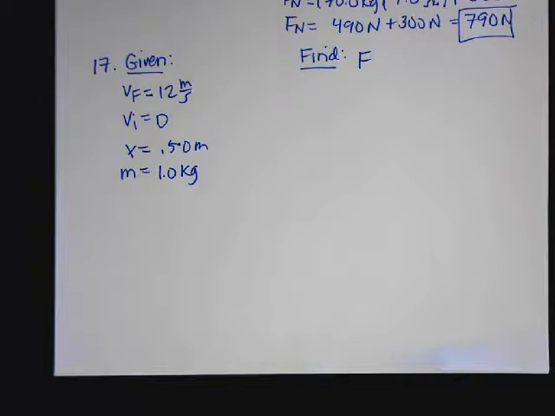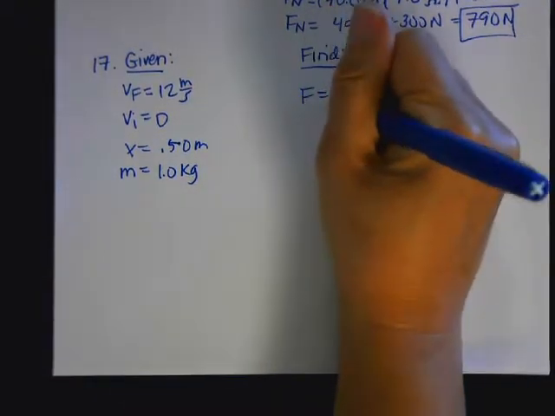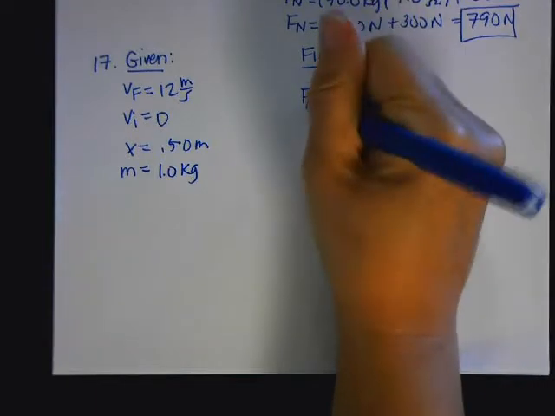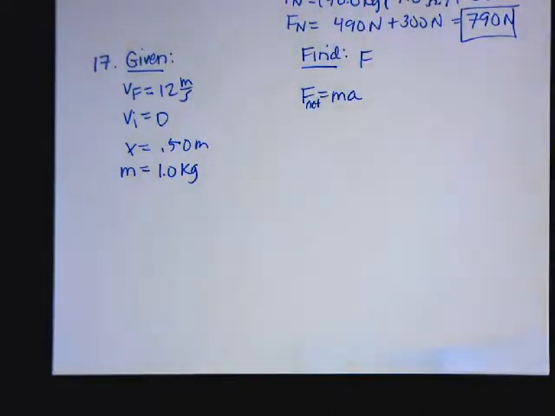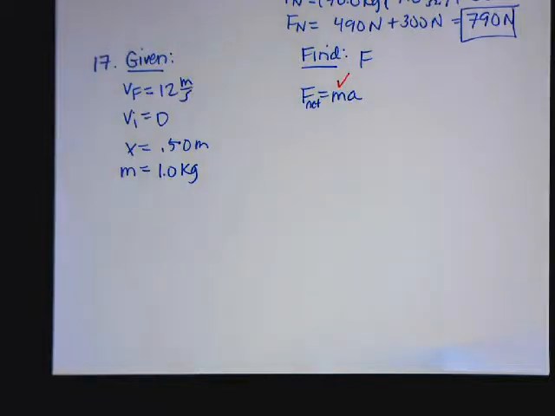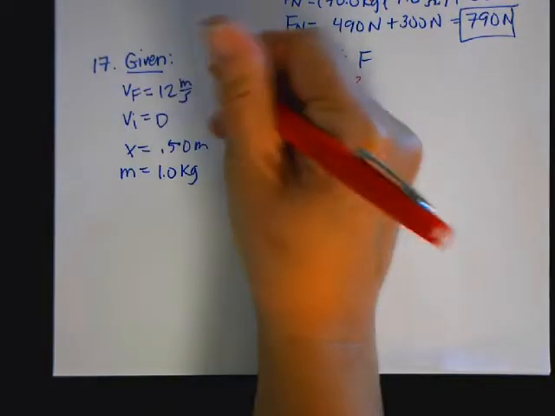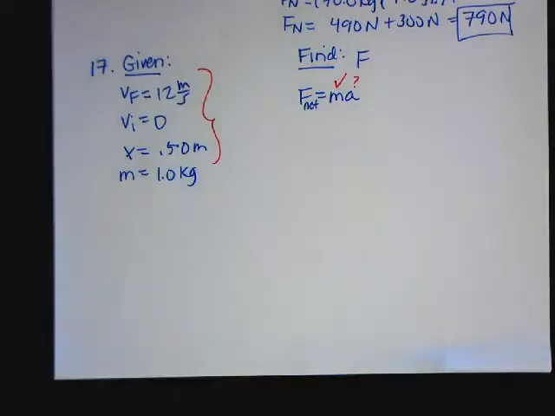So what I'm going to do is, first I'm going to write Newton's second law. I'm going to say F is equal to ma. Now I could write F net is equal to ma, but in this case there's only one force. So that's why I could just write, if I want, F is equal to ma. Now I'm going to look at my given. Am I given the mass? Yes. Am I given the acceleration? No. But can I take all this stuff and find the acceleration?